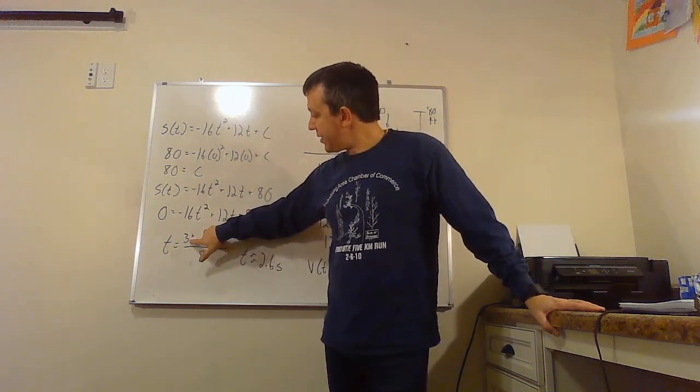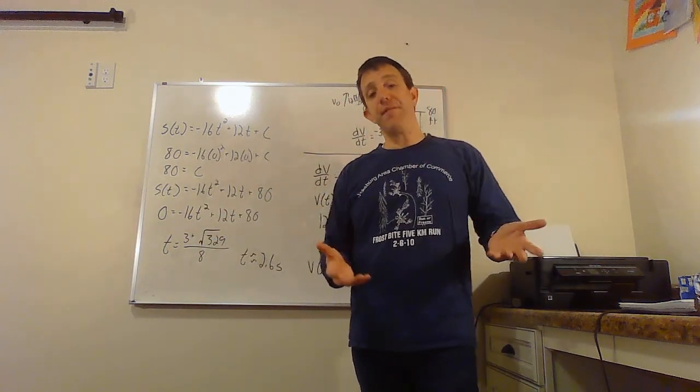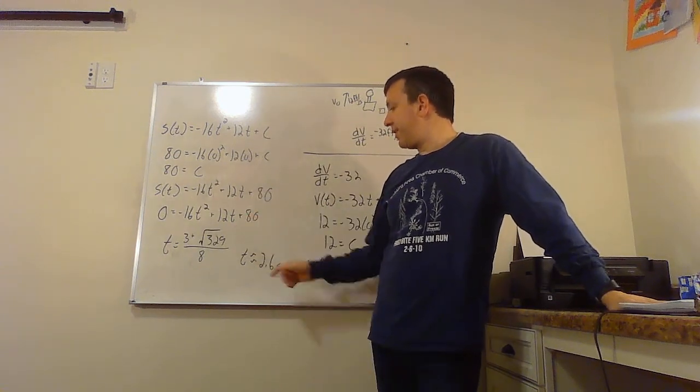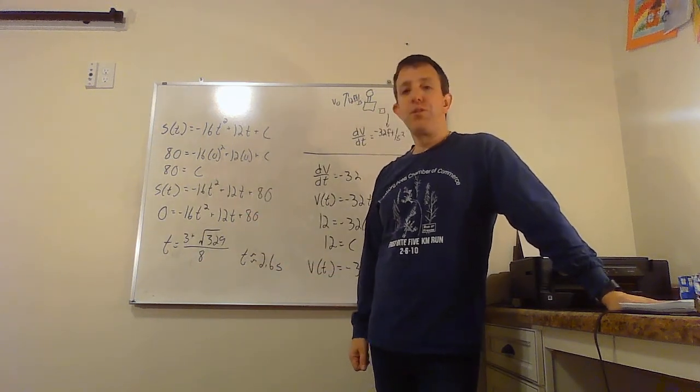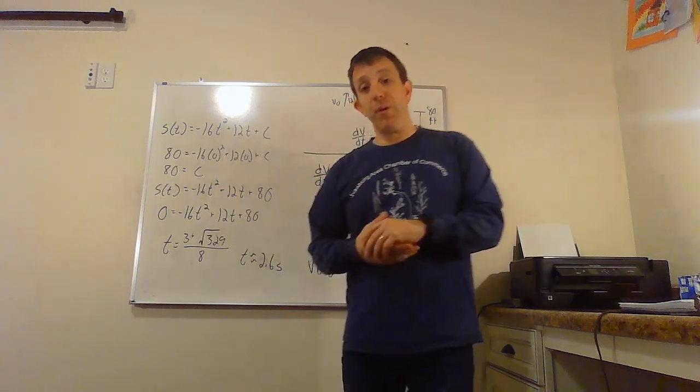So I actually just threw away that minus 1 because 3 minus the square root of 329 is a negative number. Can't have that. So if you plug that into your calculator, you get that the time is about 2.6 seconds.